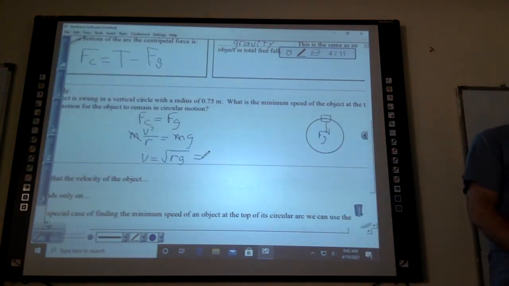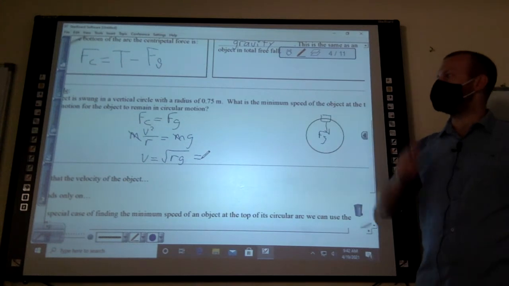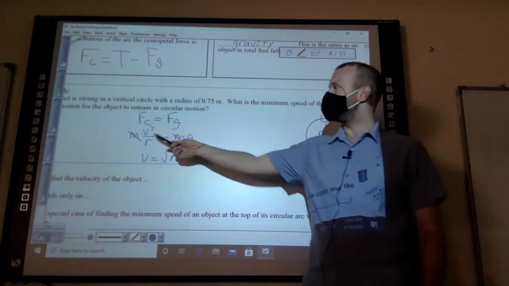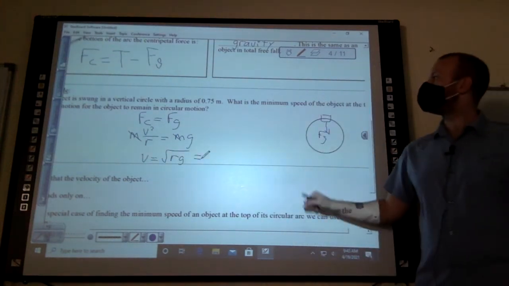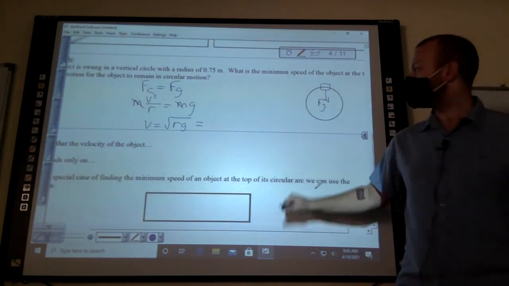Questions on this? Okay. So you'll be dealing with the Fc equation a fair amount. Lots of times the masses cancel out. You'll be good with this.